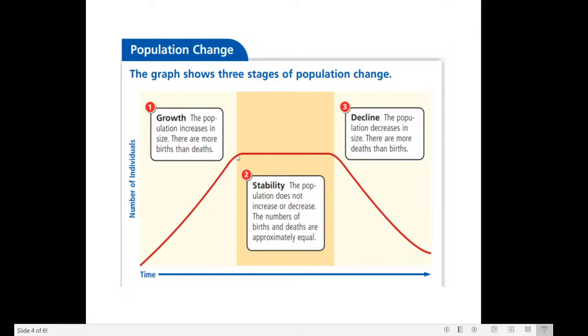And stability: the population does not increase or decrease, it maintains the same level. Then the decline phase: in the decline phase the population decreases, and the death rate is higher than the birth rate. Okay, these are all common factors in population changes.